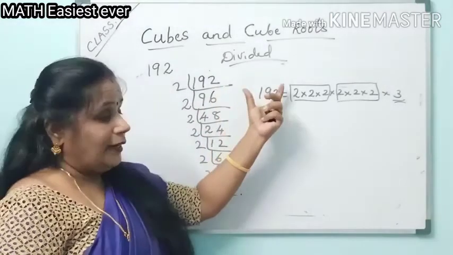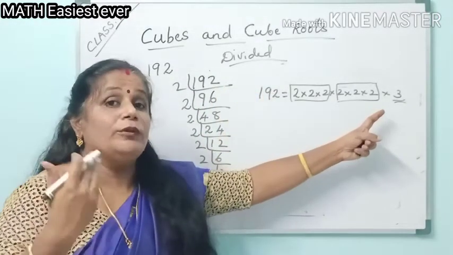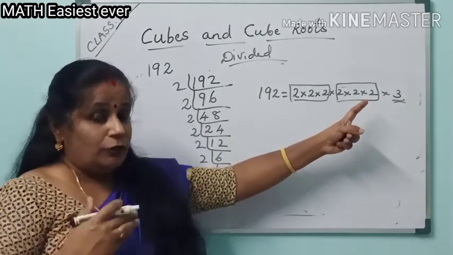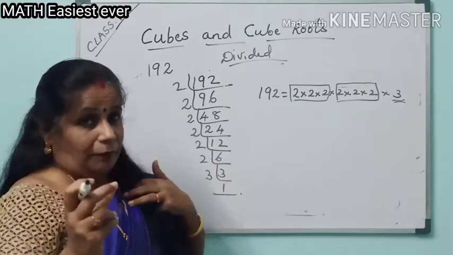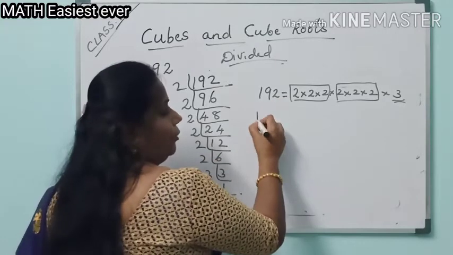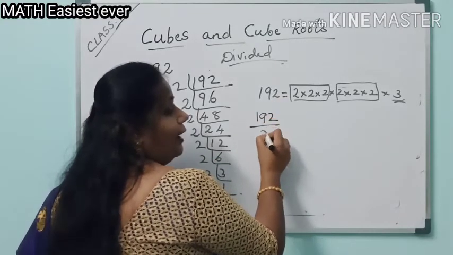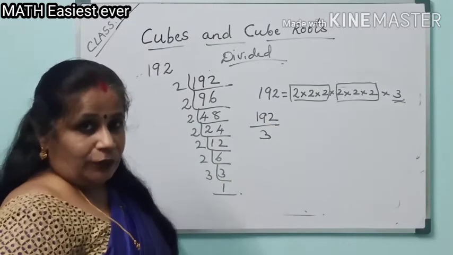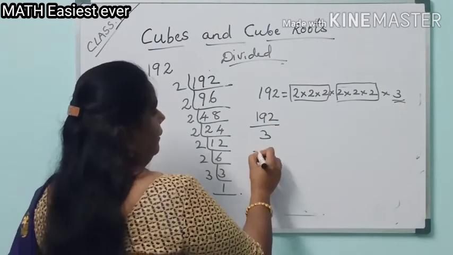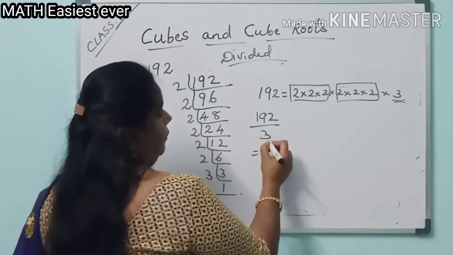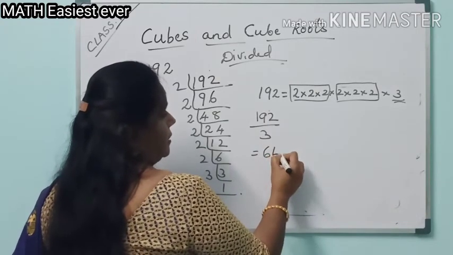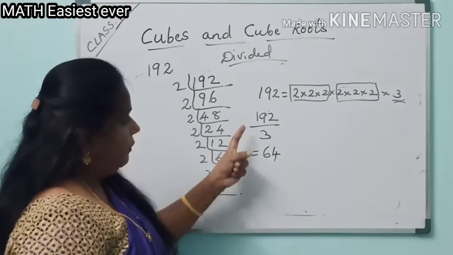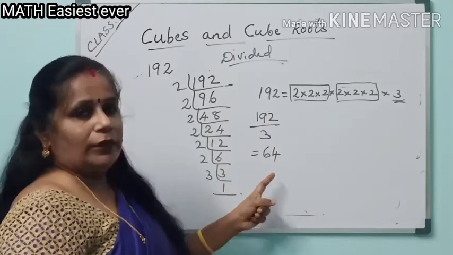So what does that mean? Divided means you have to remove that 3. You should not multiply to get a perfect cube. You should remove that extra number. How do you remove it? 192, you should divide with 3. When you divide 192 with 3, how much will you get? 3 6s are 18. So you will get 64. When you divide 192 by 3, you will get 64.